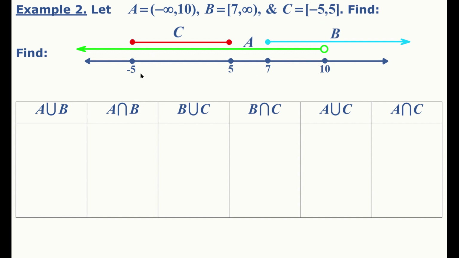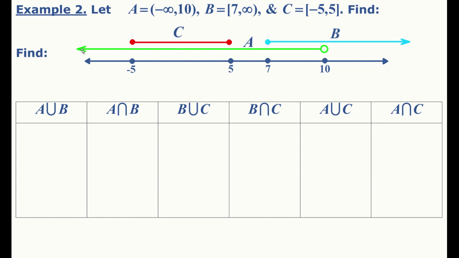So -5 being the smallest number is the first one on the left, then comes 5, and then 7, and then 10. It may not be drawn completely to scale, but notice everything is in a relatively correct position, so we can still get a pretty accurate graph. All right, so once we have the points plotted, then we'll go ahead and graph the intervals. Notice that the first interval, named A, has no beginning, but it does end at 10.